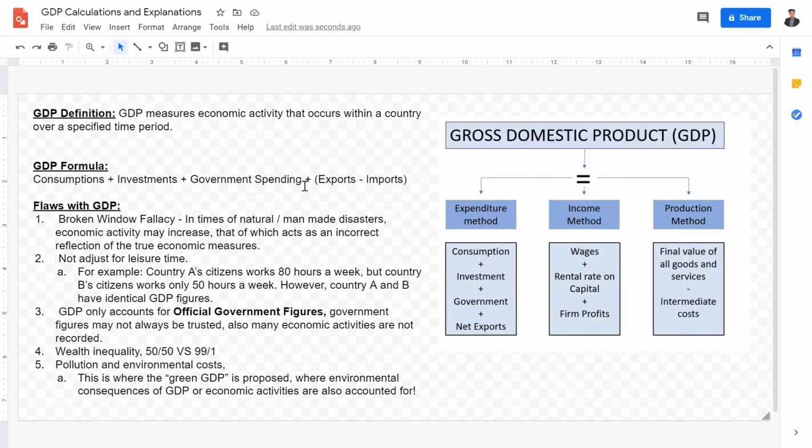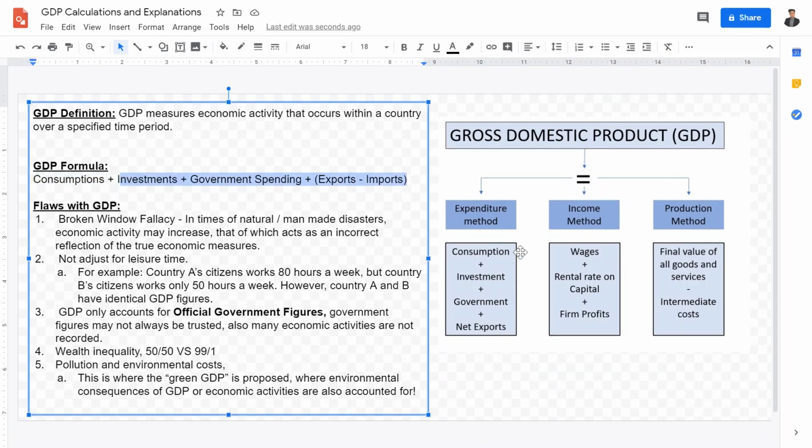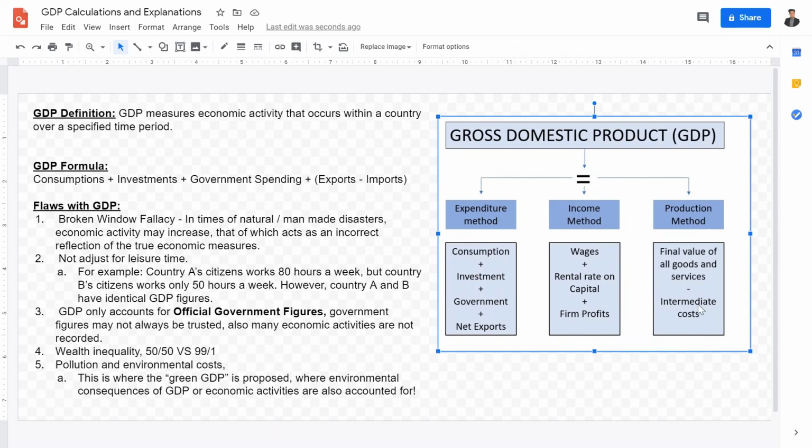Here is the GDP formula for the expenditure method. Here are the 2 other methods, the income and production method, and here is the GDP definition. I hope this video is helpful in just going over GDP, the explanations, the definitions, and the flaws.